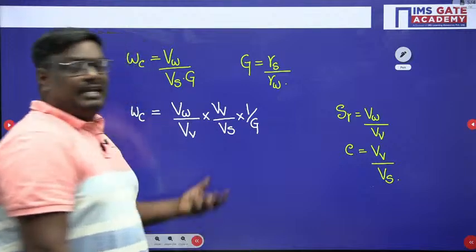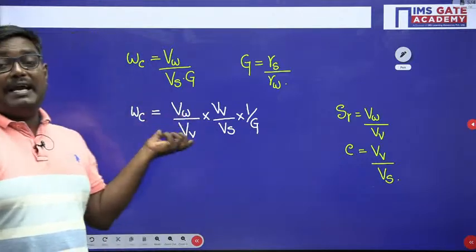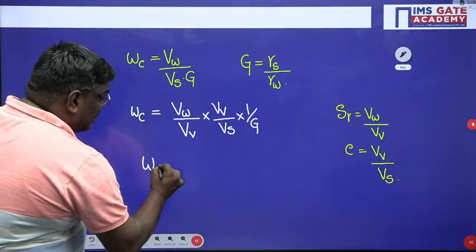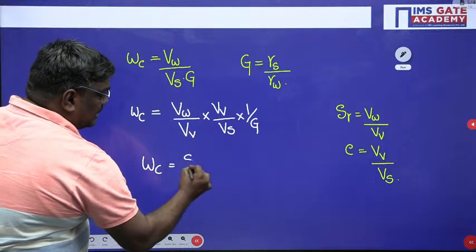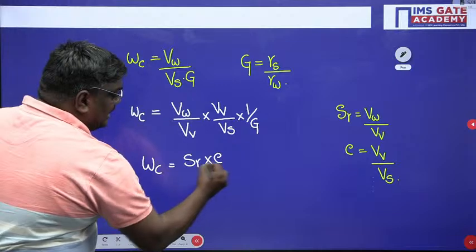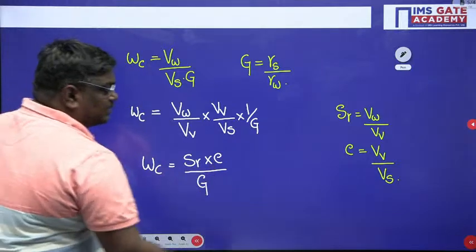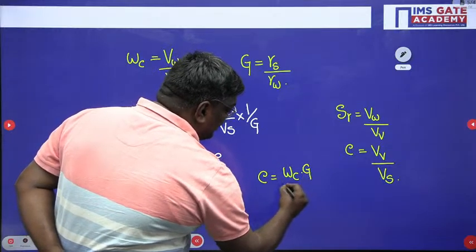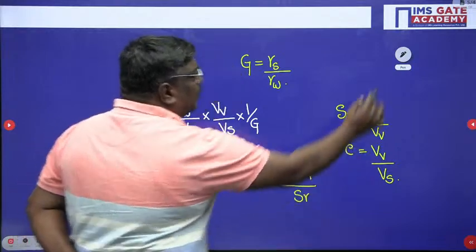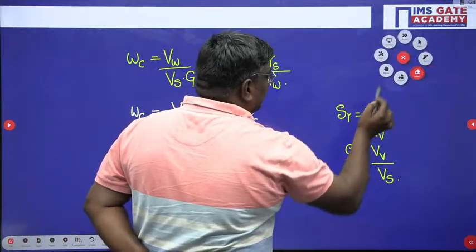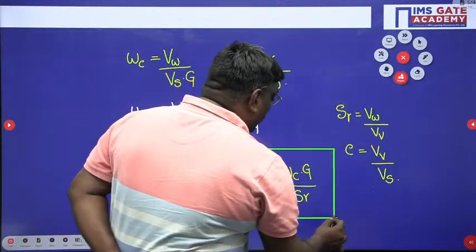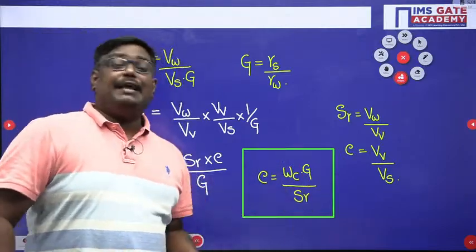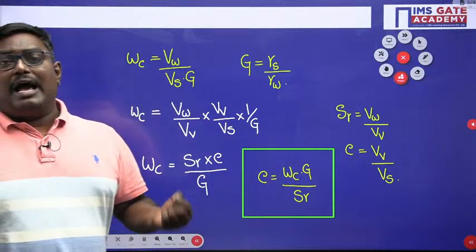If you see this, in GATE 24 also, based on this relation, there was a 1 mark GATE question. So water content is equal to, this is known as degree of saturation and this is known as E upon G. So finally, my dear students, you can write E is equal to water content into G upon SR. This is one of the important formulas. If anyone asks you what is the relation between void ratio, water content, specific gravity and degree of saturation, this is the relation. I hope you are clear.